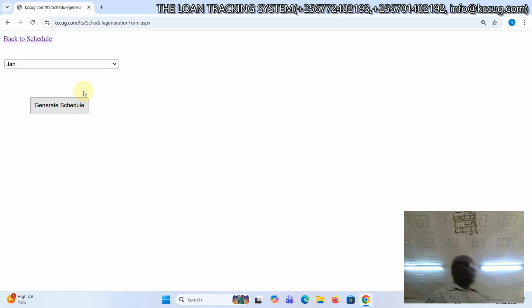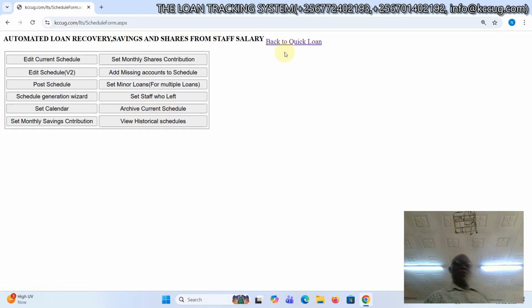That would be problems. Okay, that is how we do our schedule, from generating it to setting deductions to archiving it. Now, once you archive it, it means that you are now ready to go into the next period.